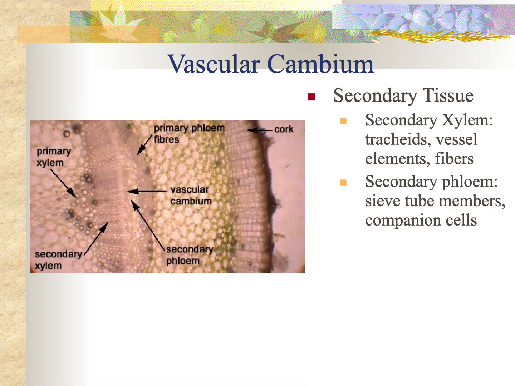In stems, you sometimes have secondary tissues, and these arise from a vascular cambium. That's a layer of meristem that lies between phloem and xylem, and it will produce new phloem and new xylem annually. And so this is where you get annual rings in these long-lived plants.